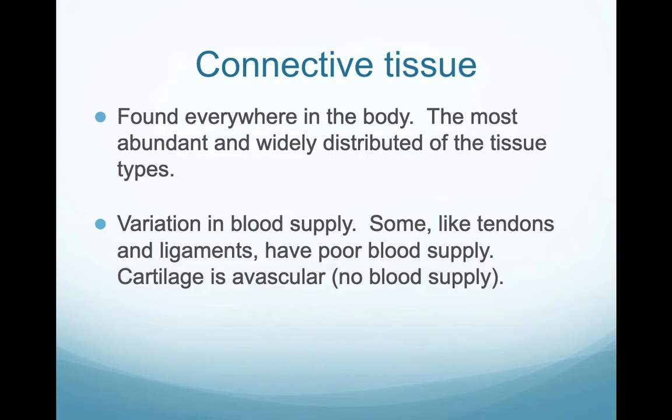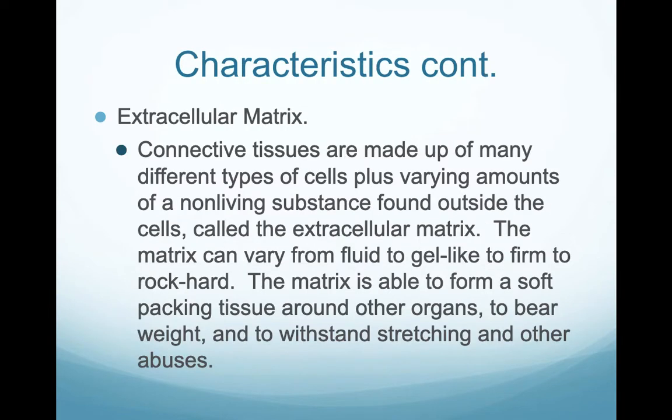It does have a variation in blood supply. Some things like tendons and ligaments, which are connective tissue, have a very poor blood supply. Some have a lot of blood supply. Blood itself is a connective tissue. And then some are like cartilage that are completely avascular and have no blood supply. So this one really depends on which tissue it is.